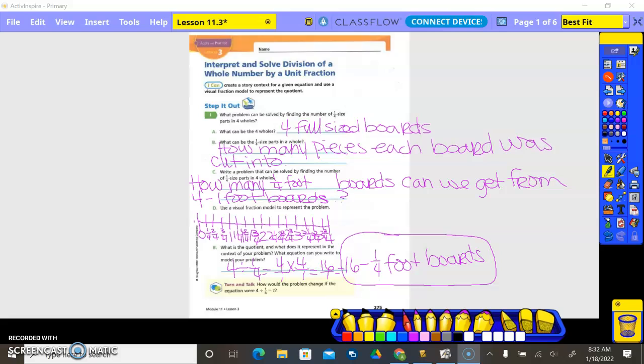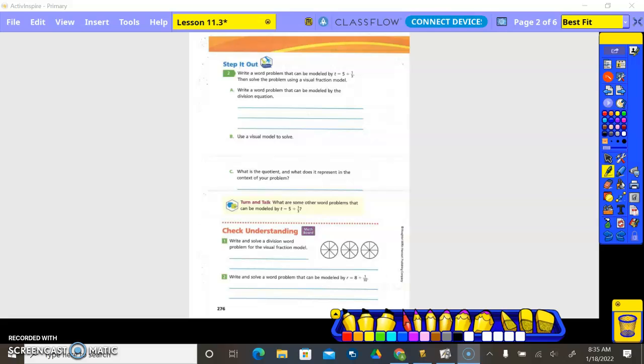And then on letter E, we did an equation of 4 divided by 1/4, which equals 4 over 1 times 4 over 1, which equals 16 over 1, which then gets us 16 1/4 foot boards. Step it out. Number 2, write a word problem that can be modeled by t equals 5 divided by 1/3.